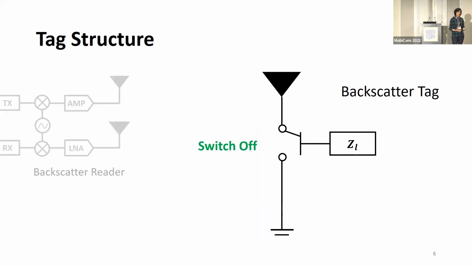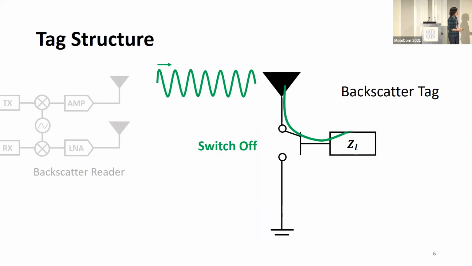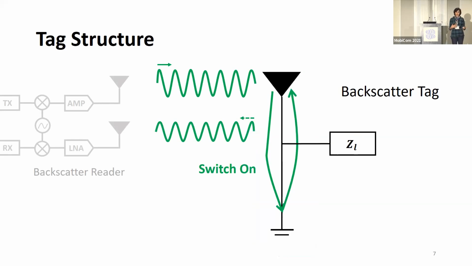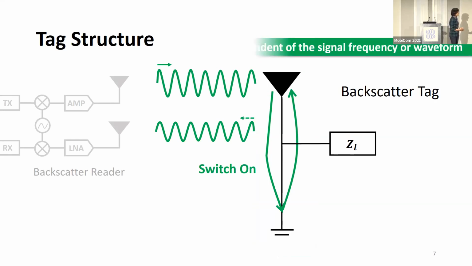When the switch is off, the received signal will be absorbed by the load attached to the antenna, or you just use it for energy harvesting. But when the switch is on, it's like the antenna is shorted, so any received signal will reflect back to the reader. And that's how these RFID tags communicate with the reader, sending 0 and 1 bits by switching on and off. But the important thing is that this whole operation is independent of the signal frequency or the waveform.